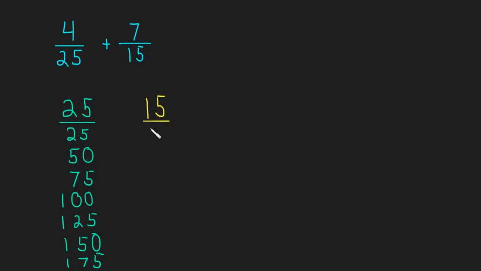Now let's do 15. Times 1 is 15. Times 2 is 30. Times 3 is 45. Times 4 is 60. Times 5 is 75. And now we can stop because we notice that there's a 75 in both lists. And so 75 is a common multiple. It's also the least common multiple because it's the smallest number that's the same in both lists.